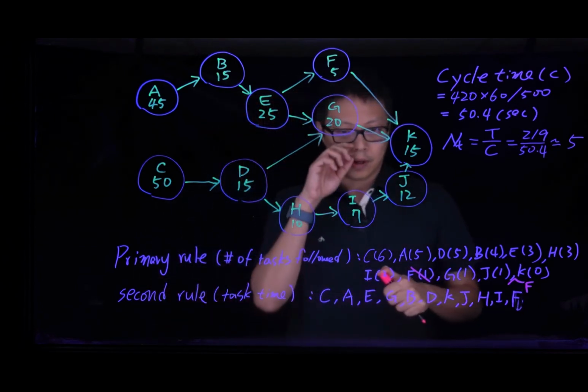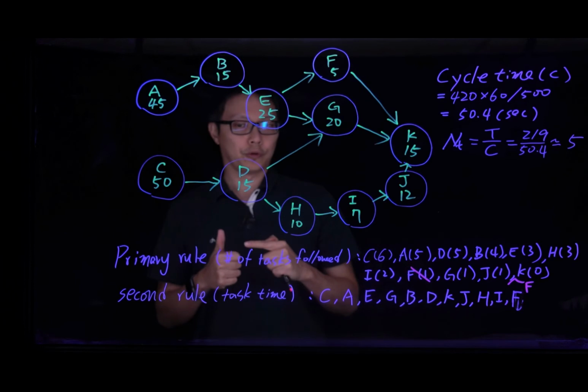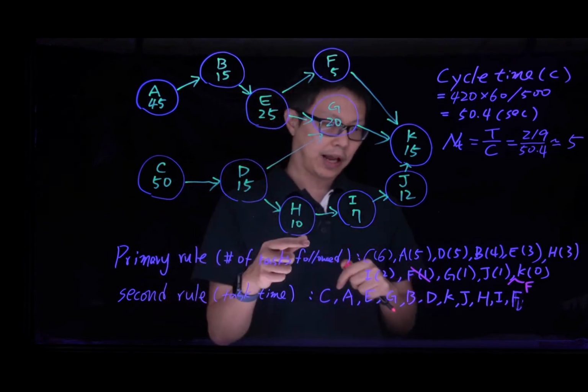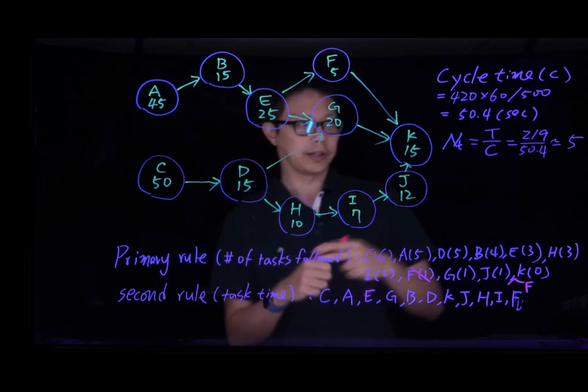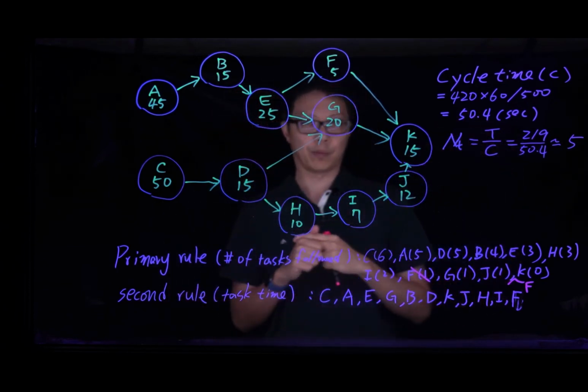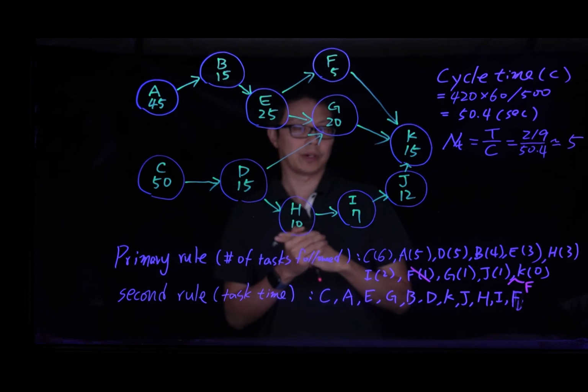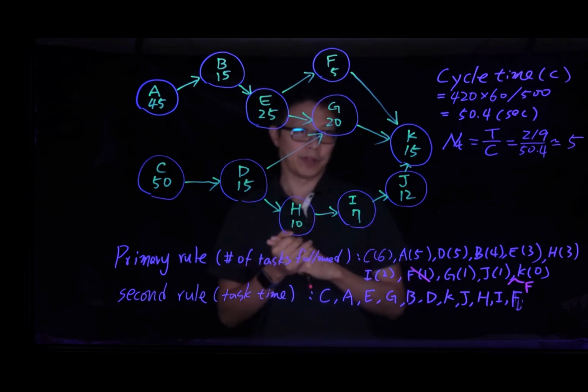Okay. Then the next thing you want to do is to add one station at a time until the total time for that worker is approximately equal to 50.4. But you don't want the number higher than 50.4.